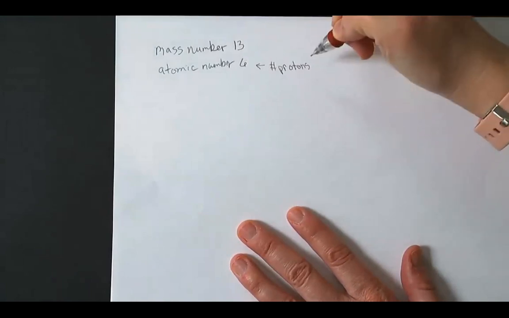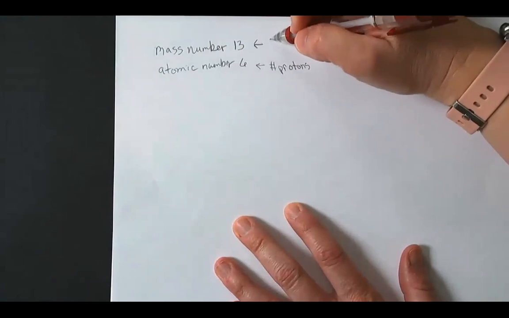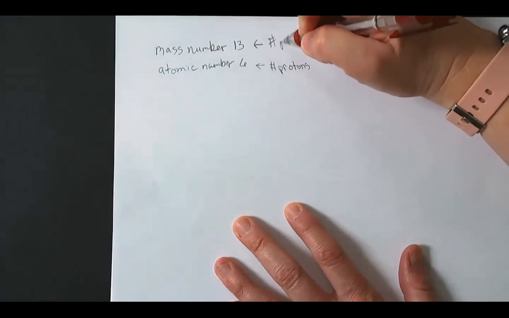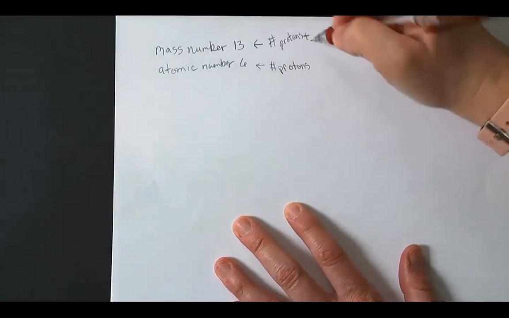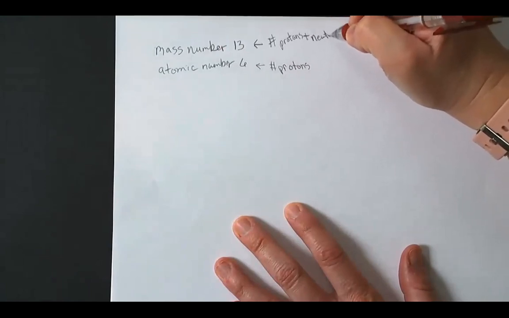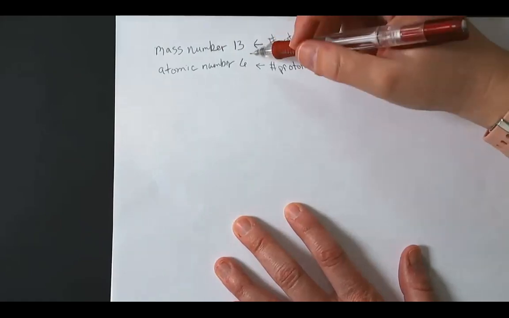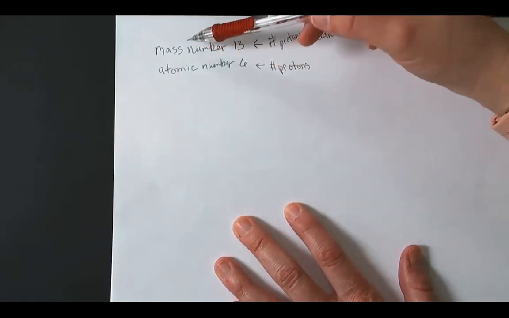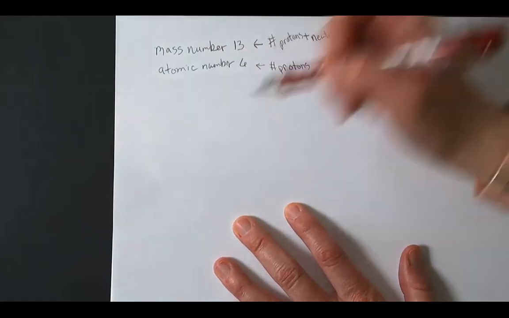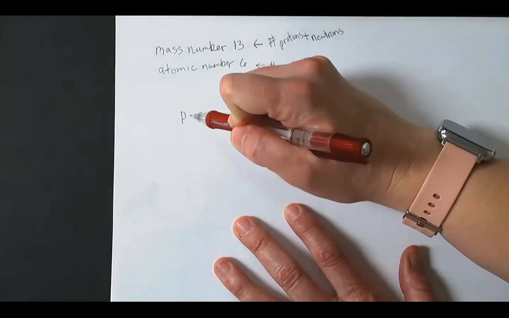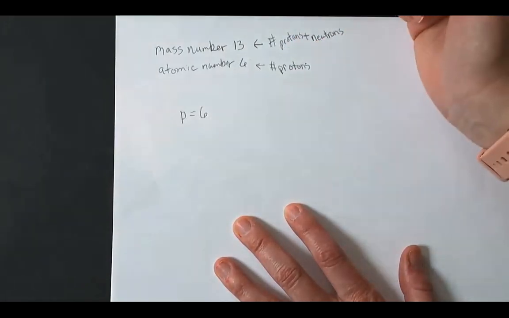So our mass number is the number of protons plus neutrons. If the question gave you the mass number and atomic number and asked how many protons there are, we know the proton number is 6. What if it asked how many electrons we have?